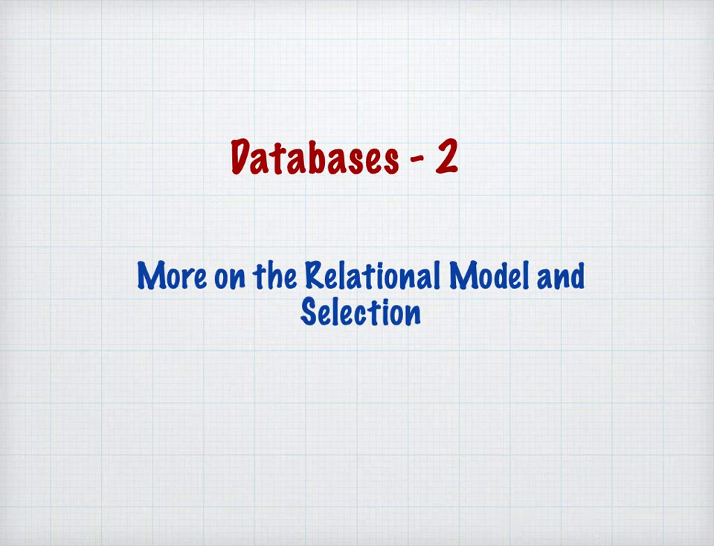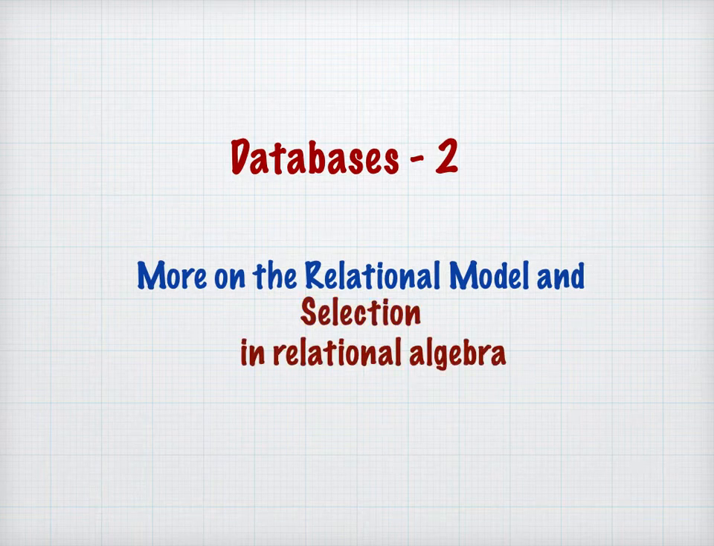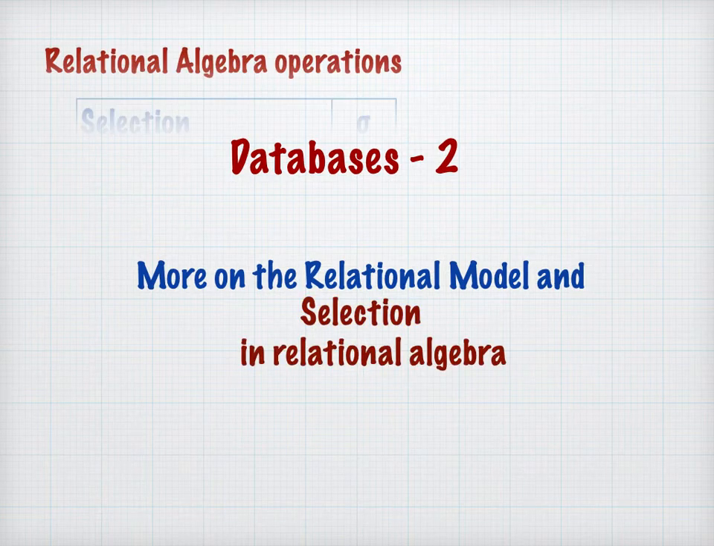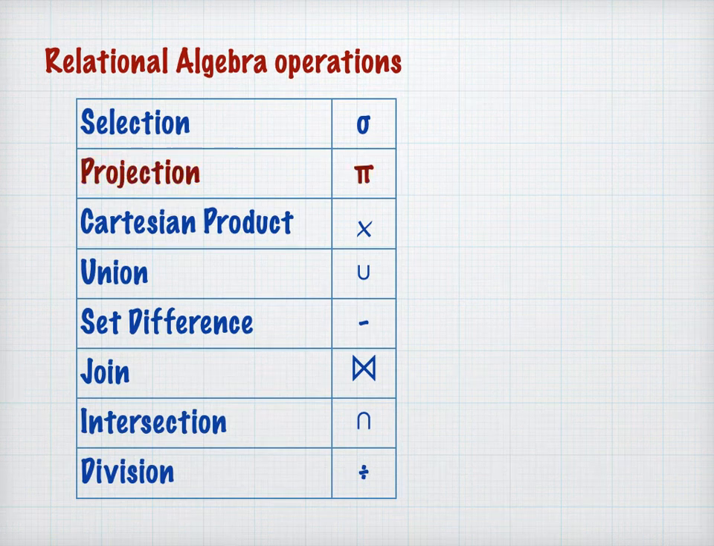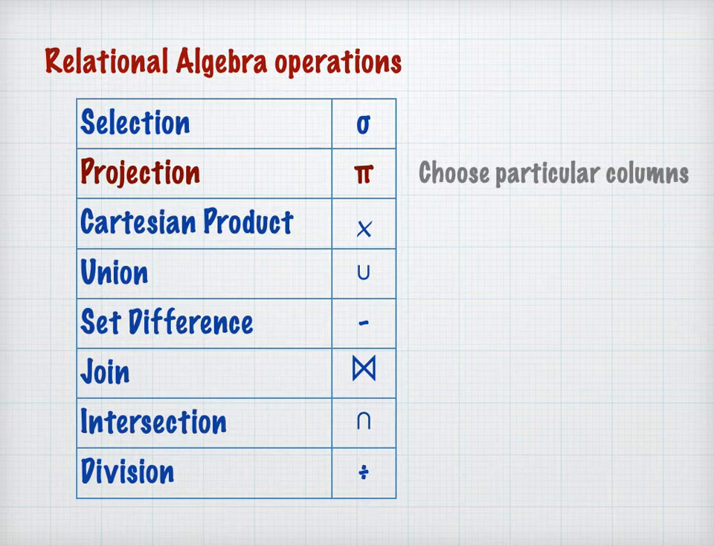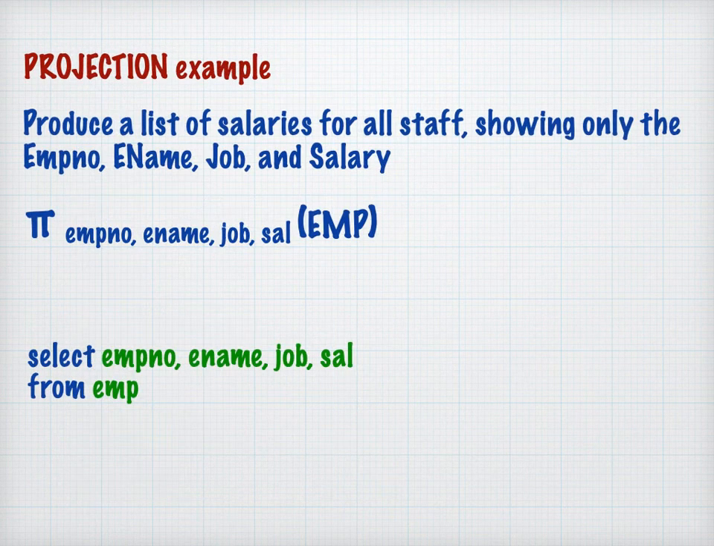So let's have a look at the second operation in the relational model, and we're going to look at selection today. Now, we looked at projection previously, which enabled us to choose particular columns from a relation, from a table. So we'll look at selection today. Here's an example of the projection operation from the last session, where we basically express projection in relational algebra and as SQL.